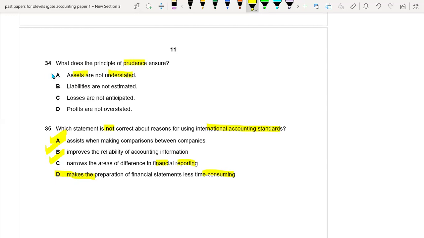This is not the function, or you can say this is not prudence. Liabilities are not estimated. This is not. Losses are not anticipated. So losses are not understated, not anticipated. This is not the right option. Profits are not arbitrary. Yes, this is the major principle of prudence.